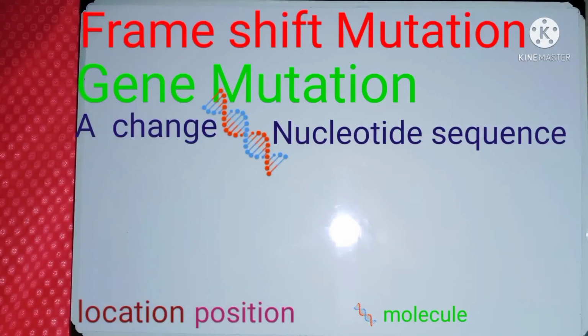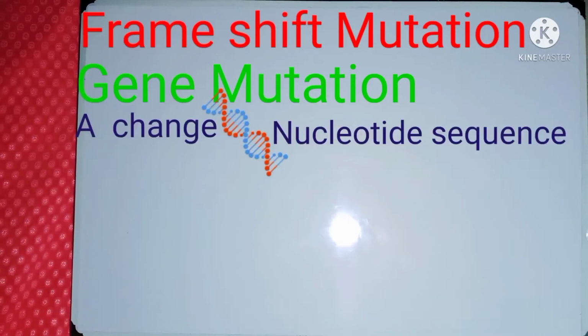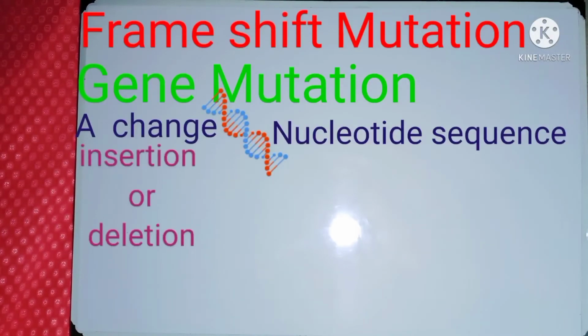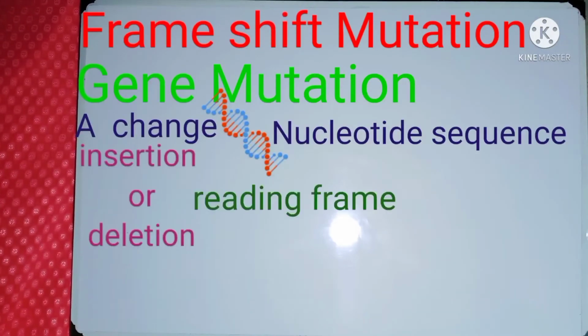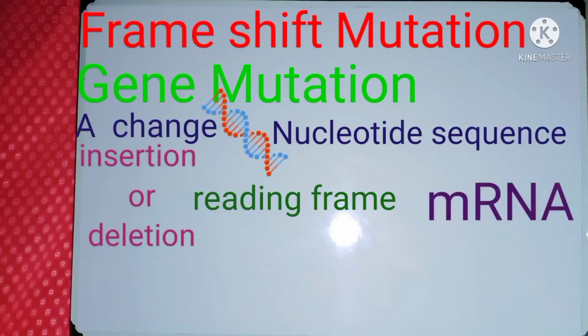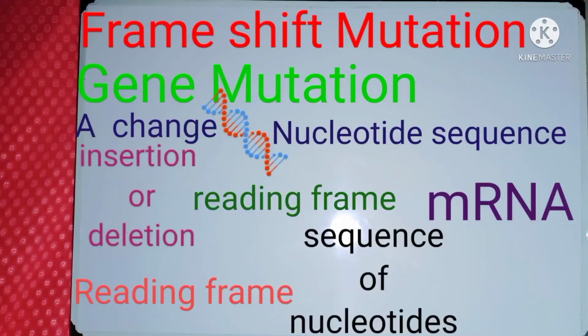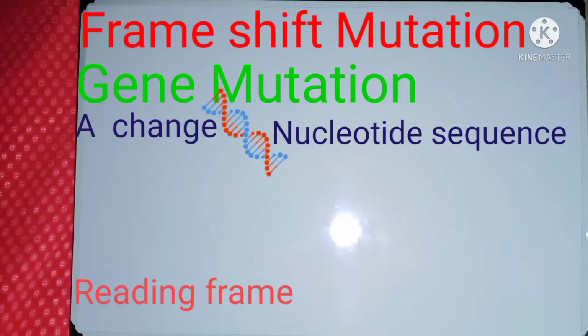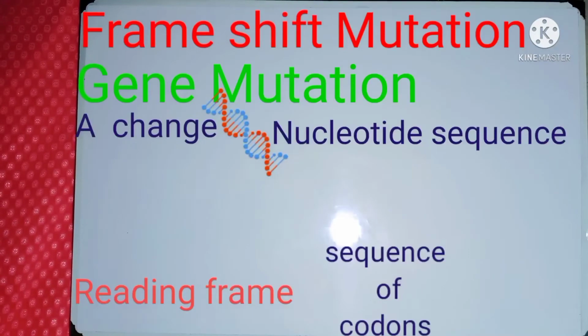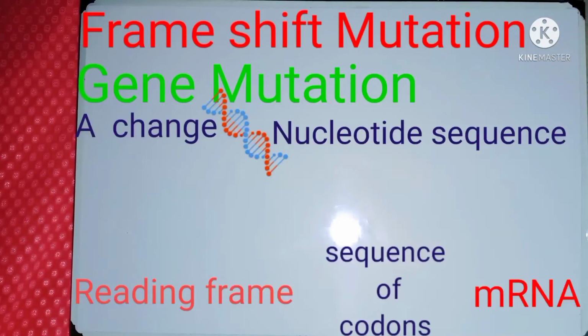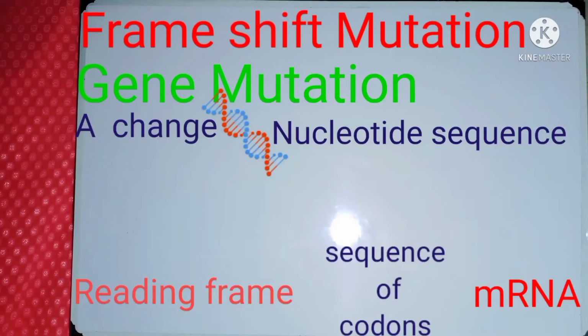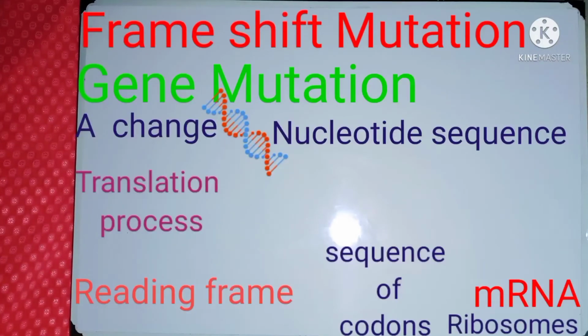Now, as we will see in just a moment, an insertion or deletion may or may not shift the reading frame of our messenger RNA molecule. Now, what exactly is the reading frame? Well, the reading frame is the sequence of nucleotides and the order of the nucleotides. In simple words, a reading frame is the sequence of codons that are present on the messenger RNA molecule. These codons are read by the ribosomes during the translation process.